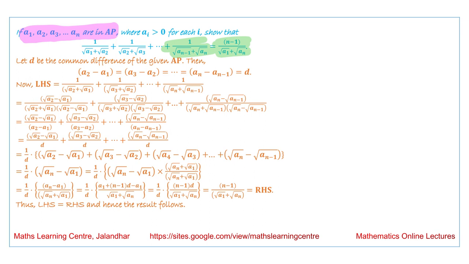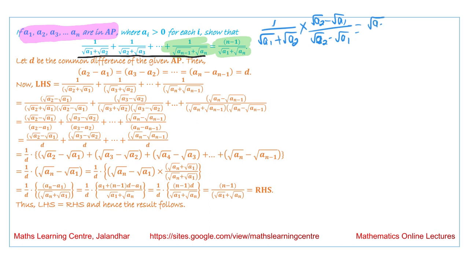So consider the left hand side of this equation and rationalize these terms. Look at this first term, 1 over square root of a1 plus square root of a2. We write it as square root of a2 minus square root of a1 divided by square root of a2 minus square root of a1. So it is equal to square root of a2 minus square root of a1 by a2 minus a1, and the value of a2 minus a1 is d. If we use this result for all these terms, we will have square root of a2 minus square root of a1 by d.